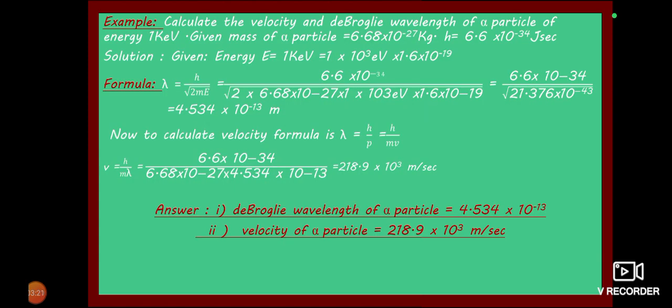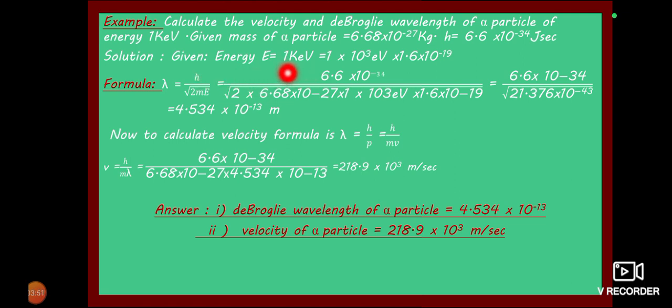So look at the first example. Here, calculate velocity and de Broglie wavelength of a particle of energy 1 kilo electron volt. Given mass of alpha particle is equal to 6.68 into 10 raised to minus 27 kg. h is equal to 6.6 into 10 raised to minus 34 joule second. So before solving an example, remember to write down all the given things.